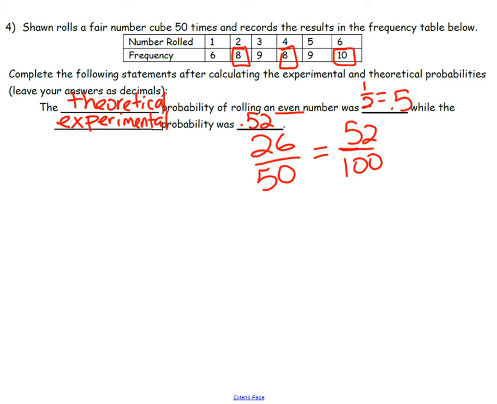Wait, so why is it 52 and not 26? Because we want to write it as a decimal. So why don't you just keep 26? Because it only works if it's over 100 or over 10 or over 1,000. So what you could do is simplify that and say 13 over 25. And then to turn that into a decimal, you would have to divide. What do you think that would give you? 0.52. So the answer's 0.52.